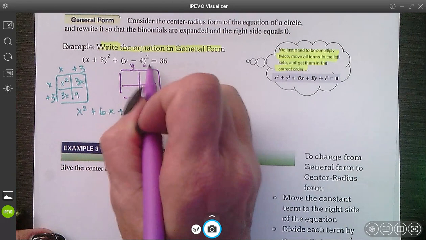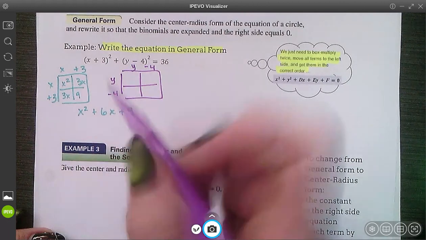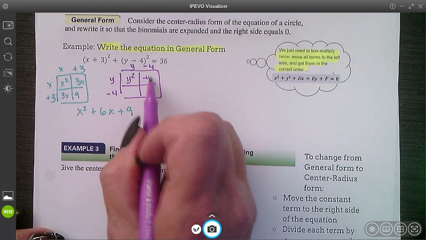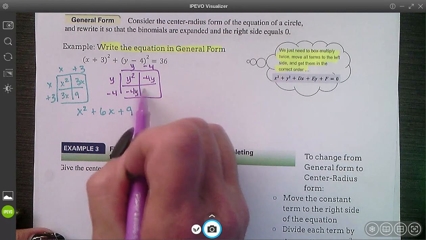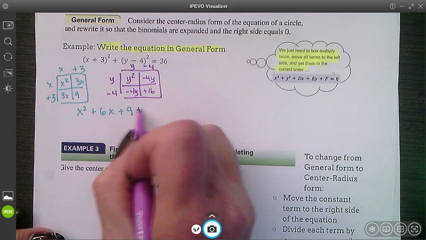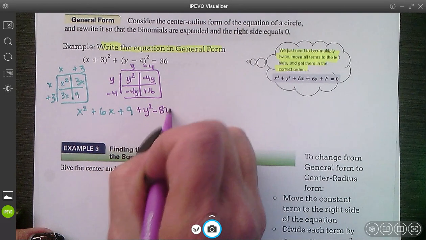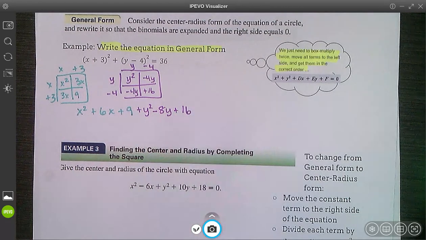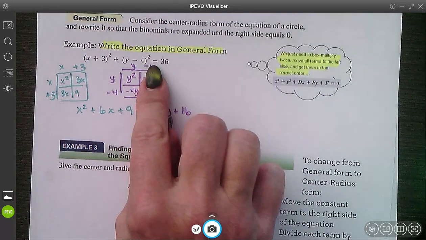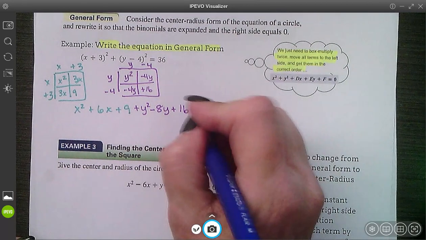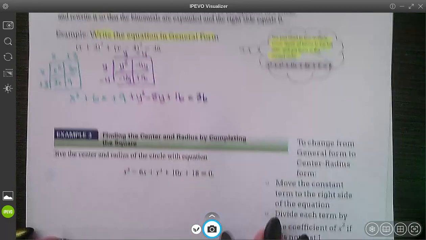So y minus 4 times y minus 4 is going to give me plus y squared minus 8y plus 16. And then originally I had equals 36, so I still need that in my problem.